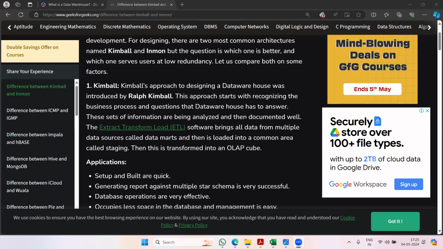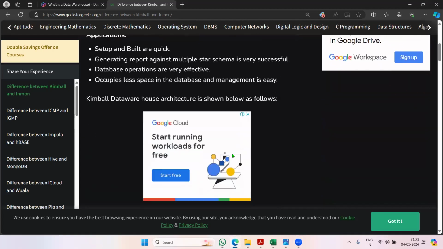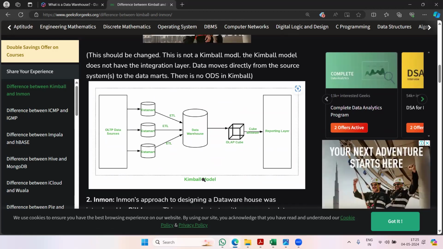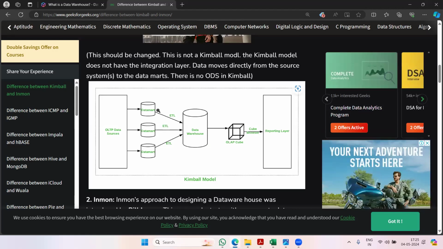If you see the diagram, this will clear your doubts. What Kimball says is that first of all, you need to define your business processes. Suppose an organization is going to have an HR department, the human resource department. Similarly, you are going to have a finance department or a manufacturing department, right? Now, Ralph Kimball says that you just create small data marts.